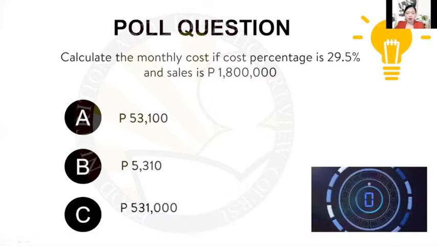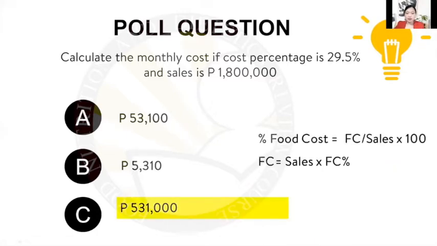Okay, time's up, and the answer is 531,000 pesos. So we will get it by multiplying the sales times 29.5%.